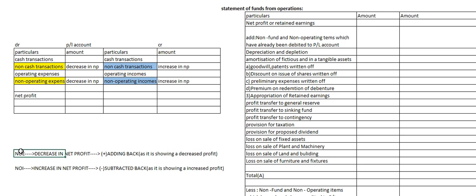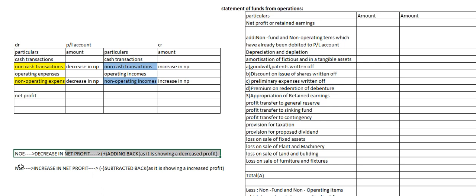So when your non-operating expenses is being added in your profit and loss account, there is a decrease in the net profit, and this decrease in the net profit leads us to adding back all the non-operating expenses, so that whatever the decreased profit that is shown as a net profit, that needs to be raised up, and that will be shown as the correct profit from the operating activities.